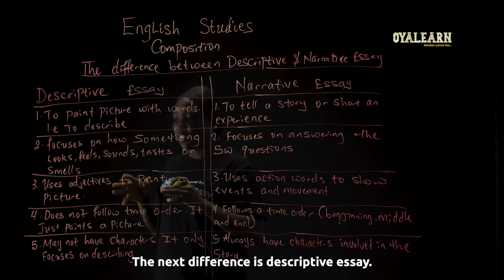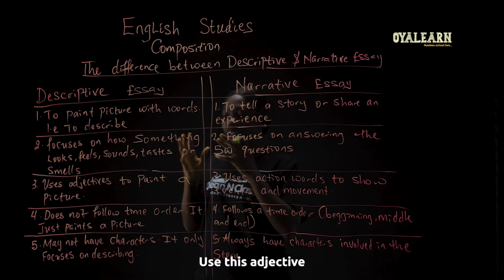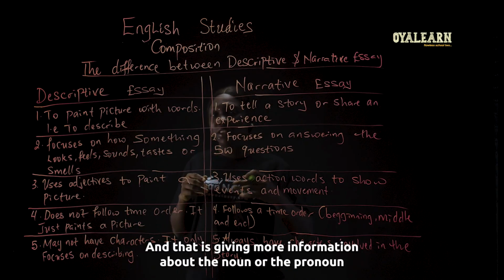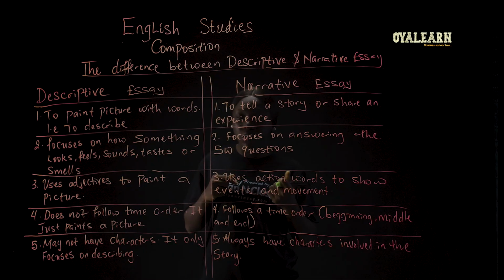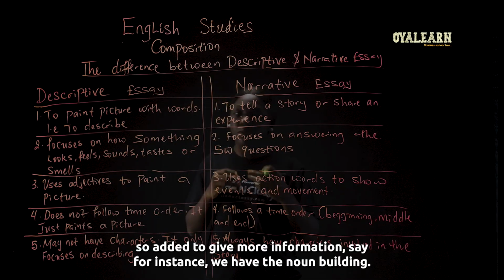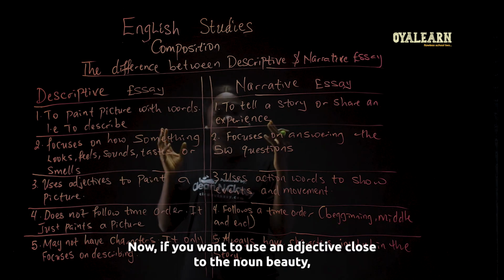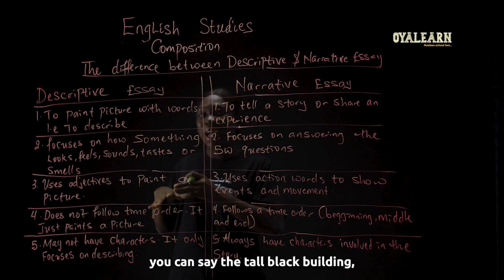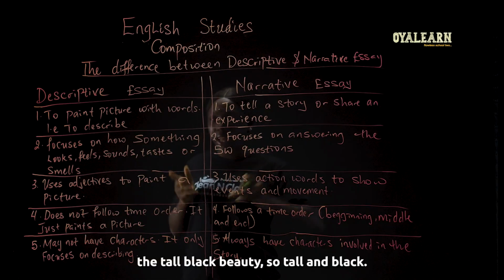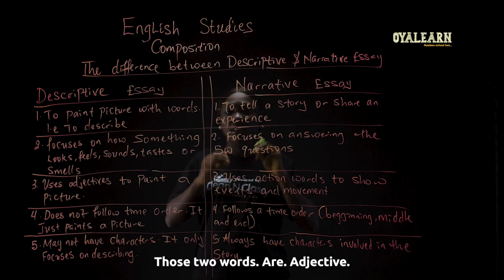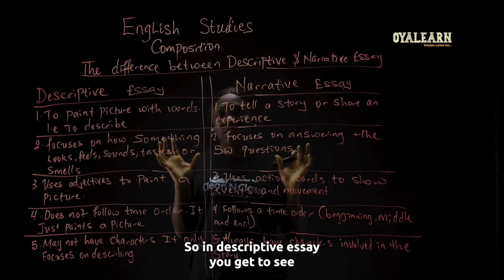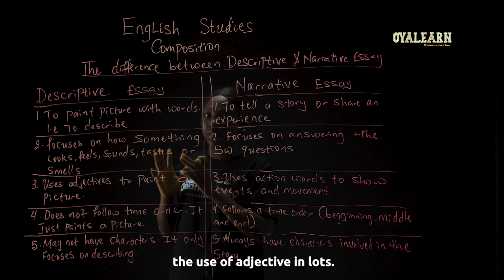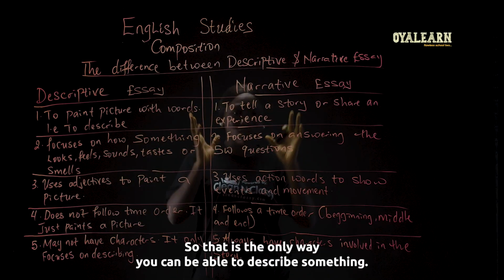The next difference is that descriptive essay uses adjectives to paint a picture. Now, what is an adjective? An adjective gives more information about the noun or the pronoun. Take for instance the noun building. If you want to use adjectives with the noun building, you can say the tall black building. Tall and black, those two words are adjectives. So in descriptive essay, you see the use of adjectives a lot. That is the only way you can describe something.